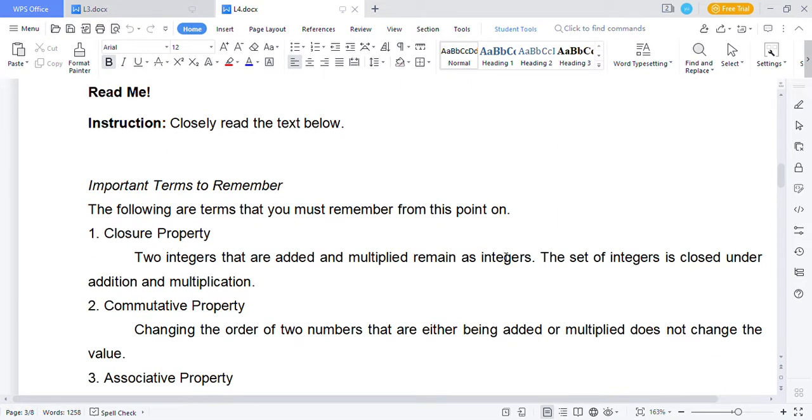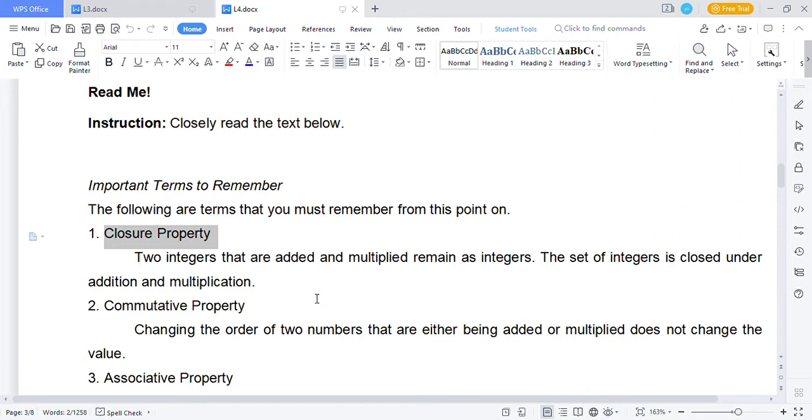So this time, we will be dealing with those properties. The following are terms that you must remember from this point on. Number 1, the closure property. When we talk about the closure property, two integers that are added and multiplied remain as integers. So the set of integers is closed under addition and multiplication.